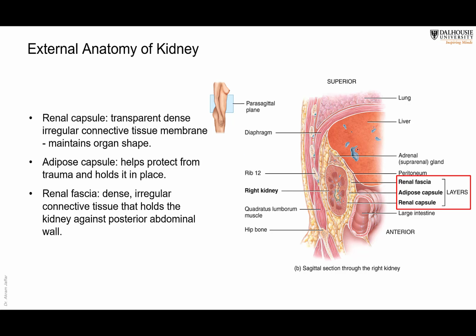The kidney, this is a coronal section. See here? This is a coronal frontal section. You can see the liver, and you can see the kidney here plastered to the posterior abdominal wall. It is surrounded by a capsule of connective tissue, the renal capsule.